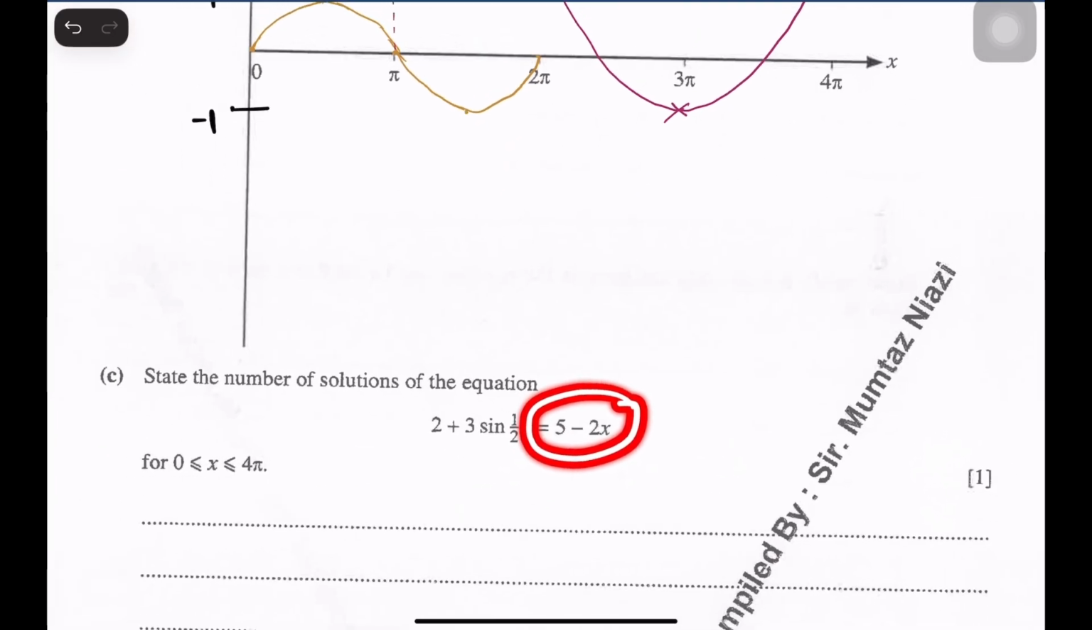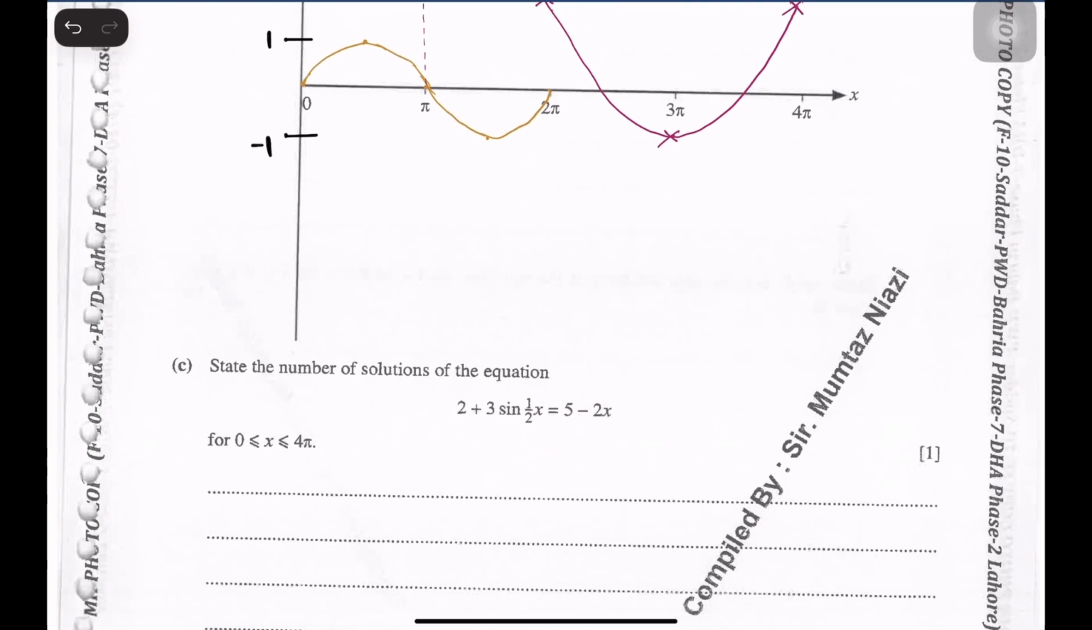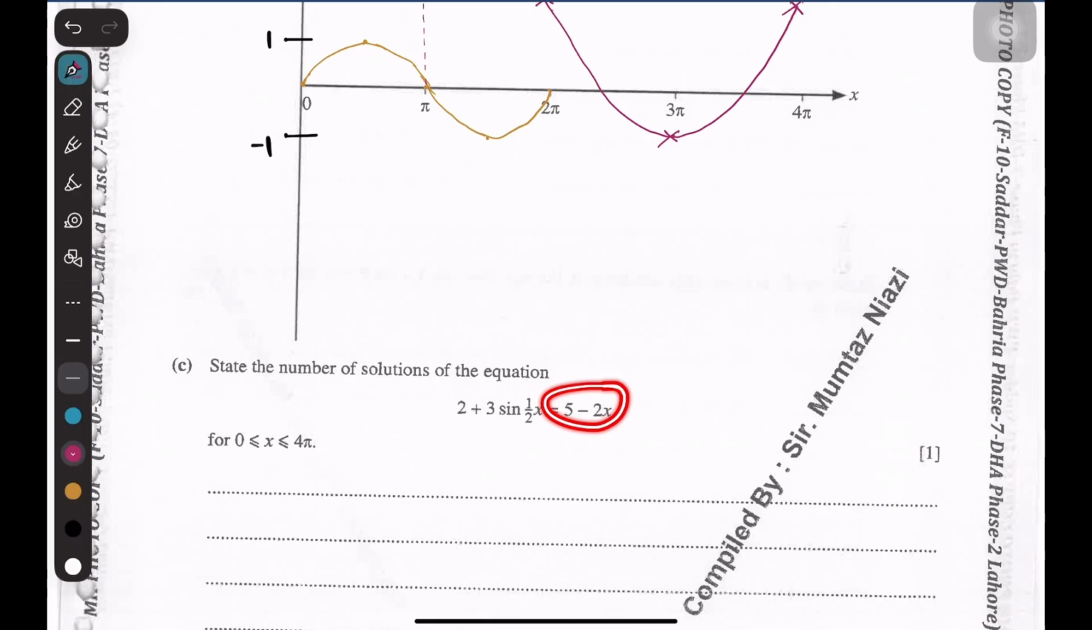So whenever you have a question where one side of the equation is something you've sketched and the other side is something else, or you can make one side similar to what you've sketched, you keep one side as what you've sketched and sketch the other side onto the graph. Then you look at the number of intersection points of the two graphs, and that will be the number of solutions of the equation. So what we have to sketch is 5 minus 2x. Let's make a table for this.